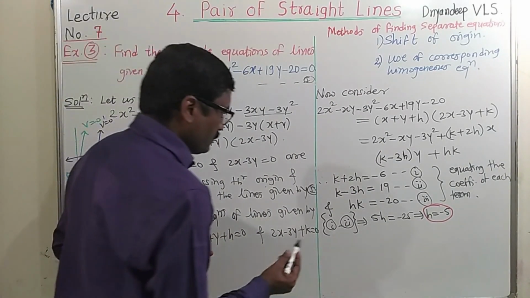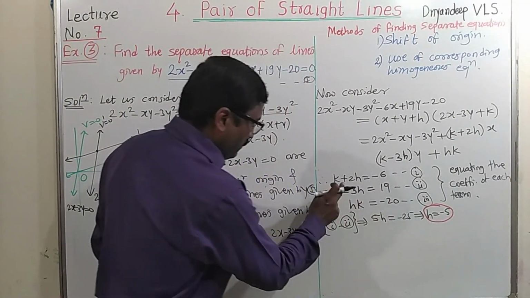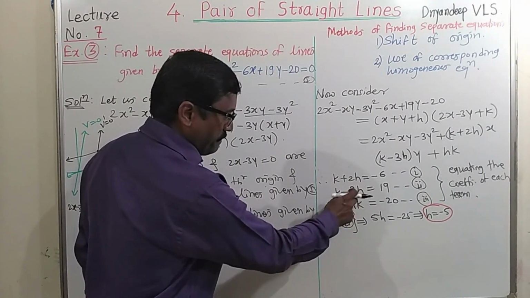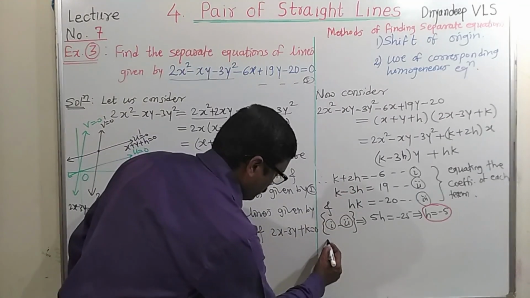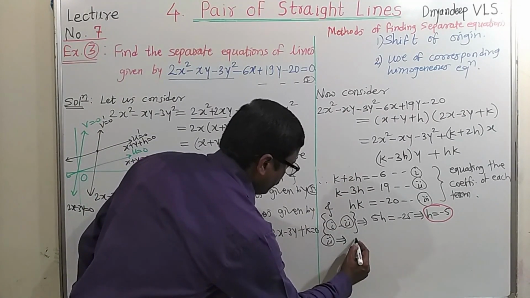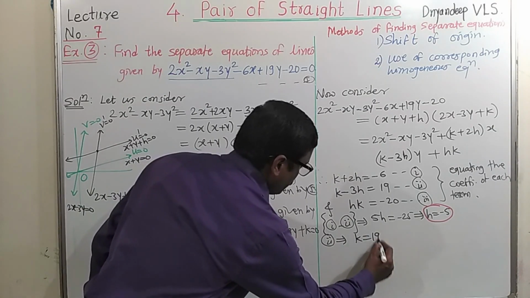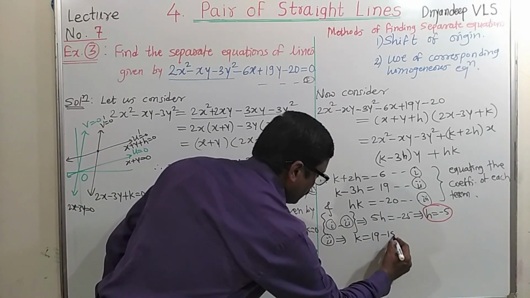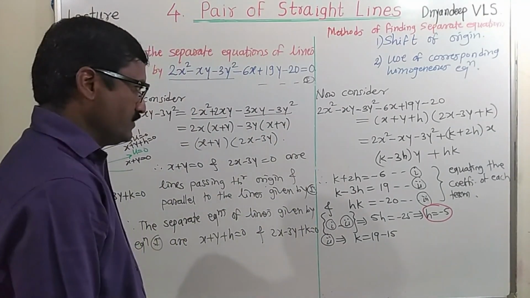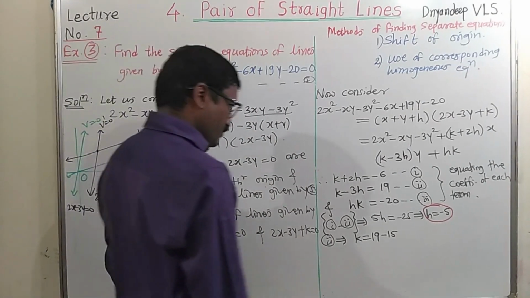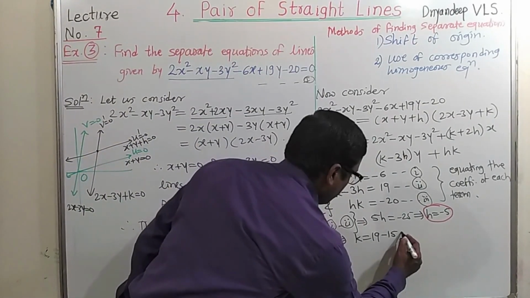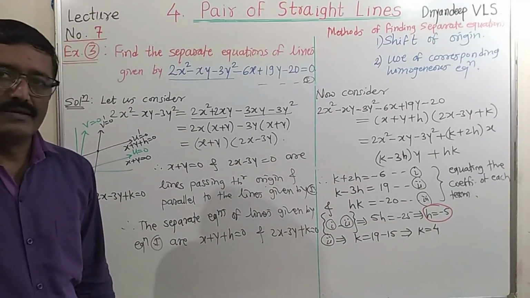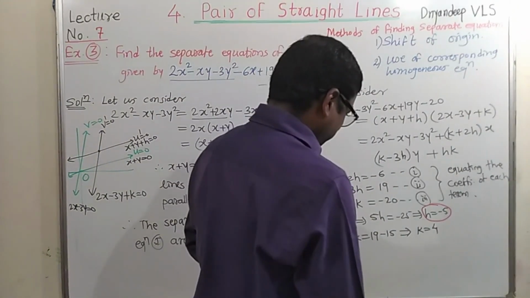Now second one. For that, what to do? Put value of h in either first or second. If you put in second, then this will become plus 15. So second implies k is equal to 19 minus, putting h equal to minus 5, we get here plus 15, that is 19 minus 15, which implies k is equal to plus 4. k equal to plus 4 is the second value.